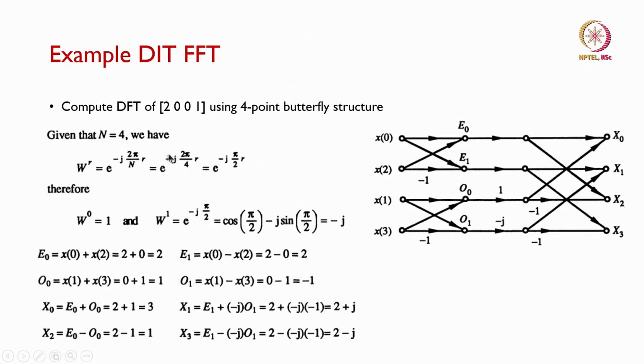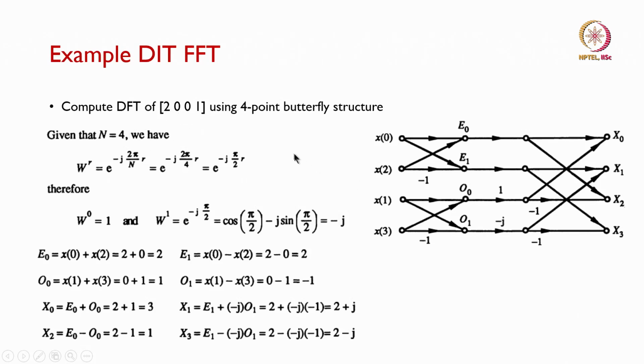Now, the previous one was decimation in time. We will see how we can use the FFT, the fast Fourier transform, using the butterfly structure. We have x of 0, x of 2, x of 1 and x of 3 as the 4 inputs. So, x of 0 is 2, x of 2 is 0, x of 1 is 0 and x of 3 is 1. It does not make the order reverse in this case because both of them are 0.